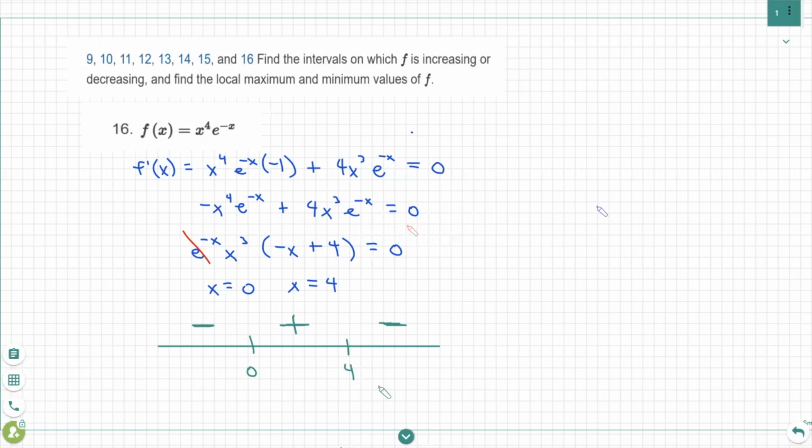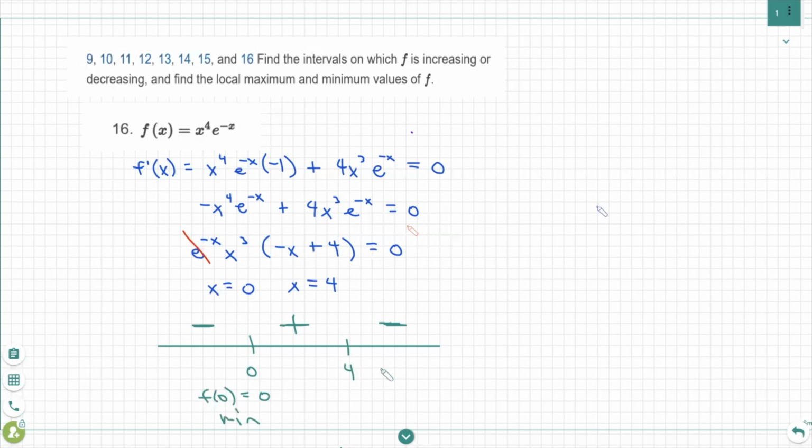Okay, got it. So for 0, anything to the 0 is 1, and 0 to the 4th is 0. Well, what's 0 to the 4th? 0. Oh, so it's all 0. Okay, so that's 0. Is that a max or a min? That would be a minimum. Yeah, it's going down then up.